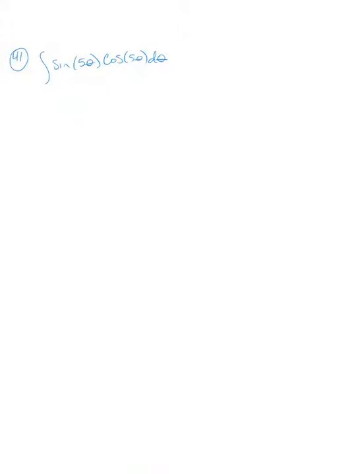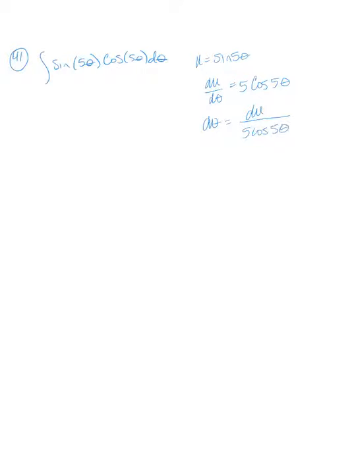The integral of sine 5 theta, cosine 5 theta, d theta. So remembering that sine and cosine are derivatives of each other, maybe differing by a negative, this is a good candidate for u substitution. So I'm going to let u be sine 5 theta, which means du d theta is cosine 5 theta times 5, which means d theta is du over 5 cosine 5 theta.